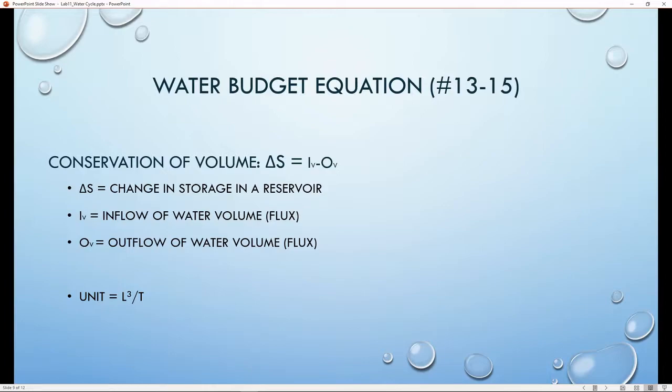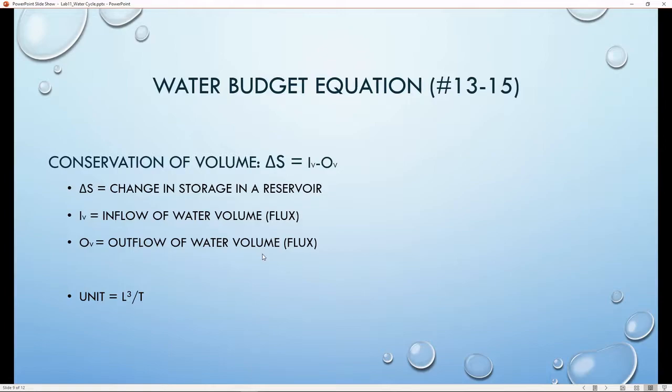So for the water budget equation, looking at that conservation of volume again, you have that delta S is the change in storage in a reservoir. You have I sub V as the inflow of water volume, so that's a flux, and then minus an outflow of water volume, once again a flux. So that change in storage is the change in the volume of the reservoir. So that's going to just be a volume, per time in some cases, but ultimately if you're looking at a specific time scale, that kind of cancels out.